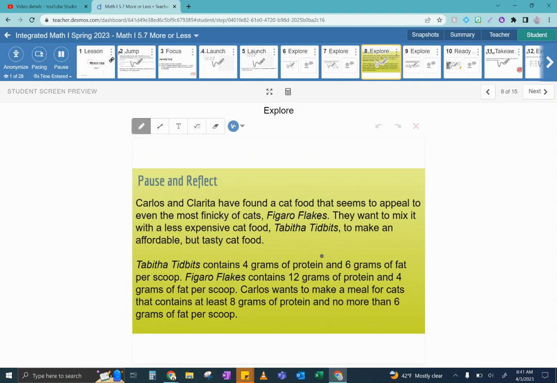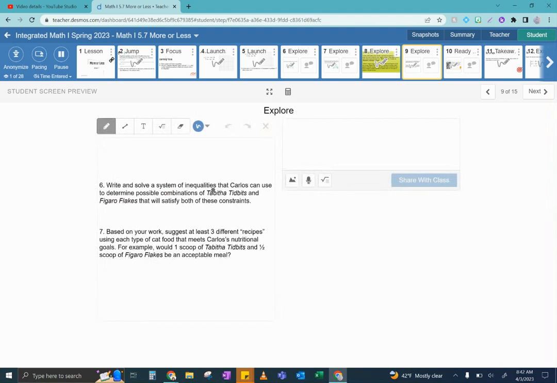because we've built up all of these problems about Carlos and Clarita, and the money constraint, the space constraint, the time constraint with feeding and pampering the dogs. So I want you all to have the opportunity to read this problem and make sure that you know how to do it, because this is what you're going to have to do during a test. Write and solve a system of inequalities that Carlos can use to determine possible combinations, right? Based on your work, suggest at least 3 different recipes, okay? So here, what we're going to want to do is make sure that you understand how to write the inequalities.